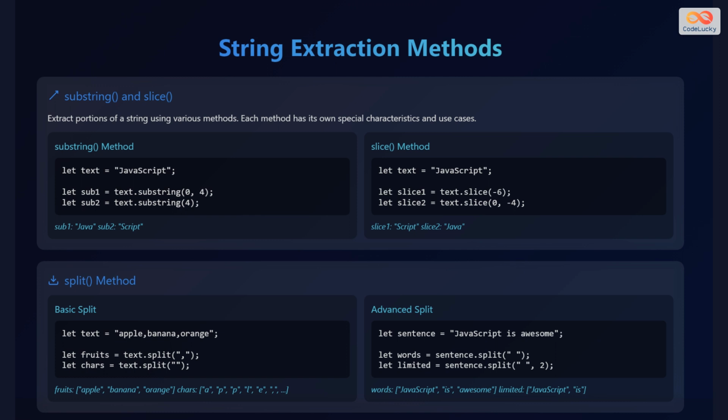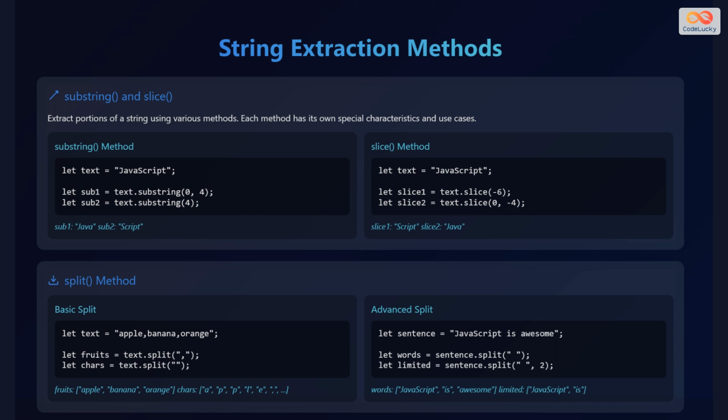The split method splits a string into an array of substrings. In its basic usage, let text = "apple,banana,orange". Let fruits = text.split(","), and let characters = text.split(""). This results in fruits being an array containing the strings apple, banana, and orange, and characters being an array containing individual characters of the string.